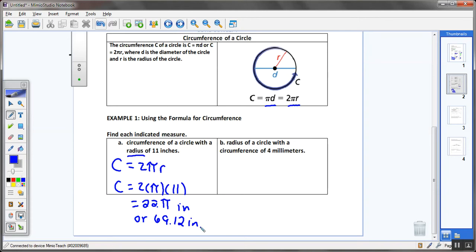Okay. All right, part B this time is a little different. Instead of telling you what the radius or diameter is, they're saying, hey, we know the circumference is 4. We need to find the radius. Okay, so here's how I'm going to do this. I know that the circumference is equal to 2 times pi times the radius that we need to find, but we know the circumference is how much? 4. So what are you going to plug in for C? 4.